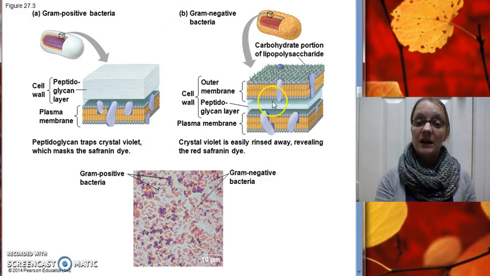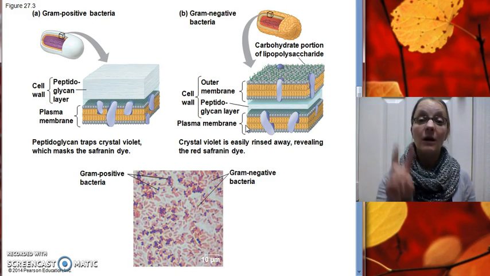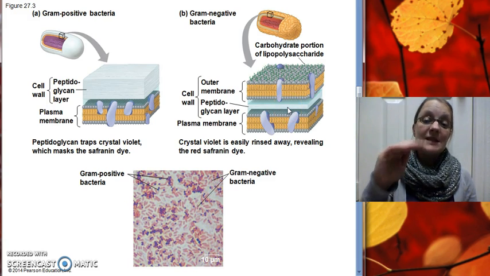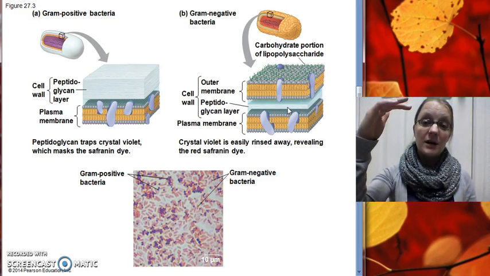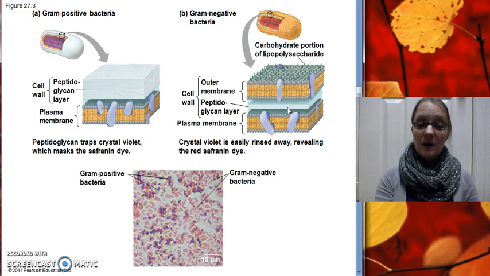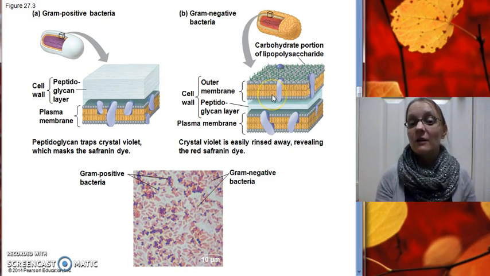Gram-negative bacteria, on the other hand, here's the plasma membrane down here. Yes, the cell wall is still there, but the composition is a little bit different. In this case, for a gram-negative bacterium, the cell wall has two parts. The first part is a thin layer of peptidoglycan, and that's sandwiched by yet another membrane just on the outside, on the very surface of that bacterial cell. We call that the outer membrane.